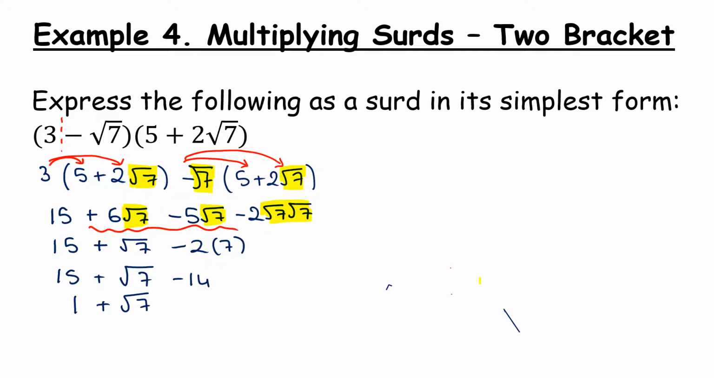So that would leave us with just 1x or x. So similarly, 6 root 7 minus 5 root 7 would give me root 7. Root 7 multiplied by root 7 would give me root 7 squared, the same way that x times x would give us x squared. So sometimes it is a good idea to think of the surds like we would think of a variable in algebra.